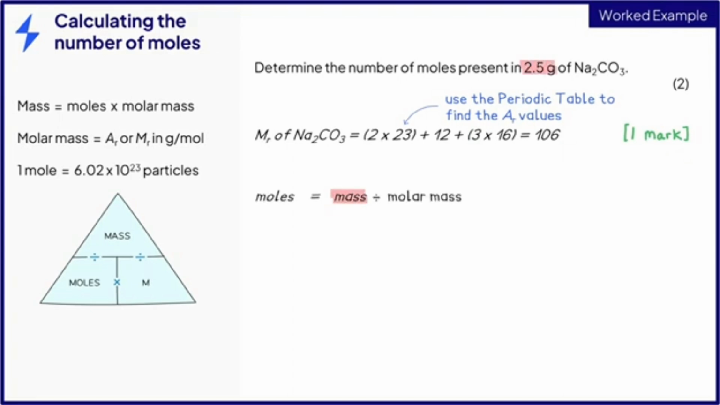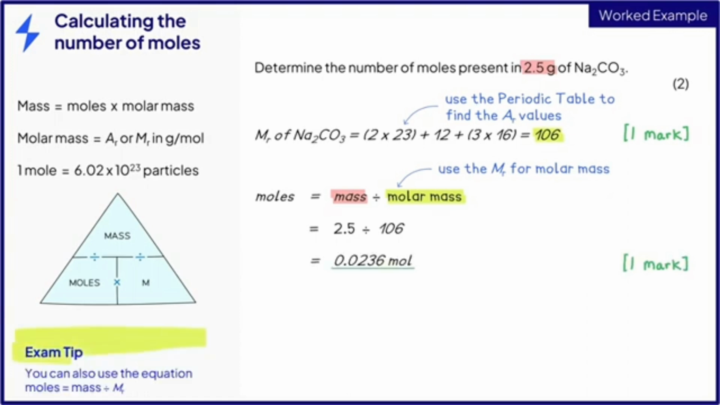Write down the equation that you need to use. The mass is given in the question. Remember that the mass needs to be in grams, which it is in this question, but in other questions you may need to convert the mass to grams. We can use the value of the relative formula mass for the molar mass that we have just calculated. Then substitute the numbers in and calculate the final answer. Remember, you can replace the term molar mass with relative formula mass in the equation to calculate moles.